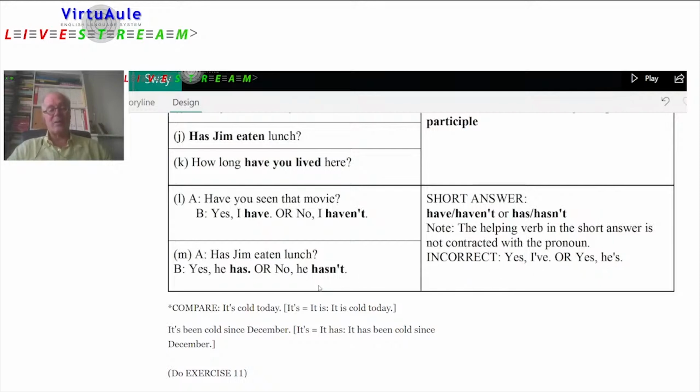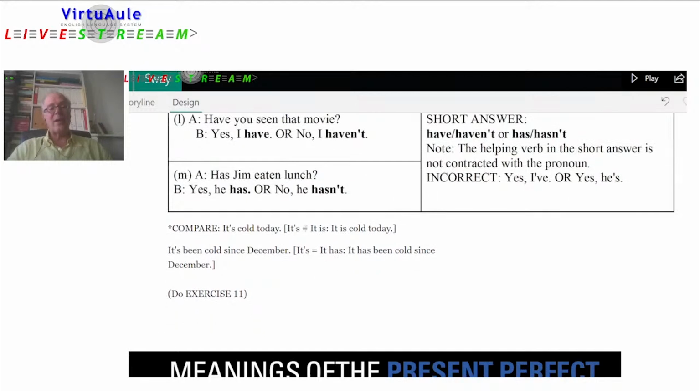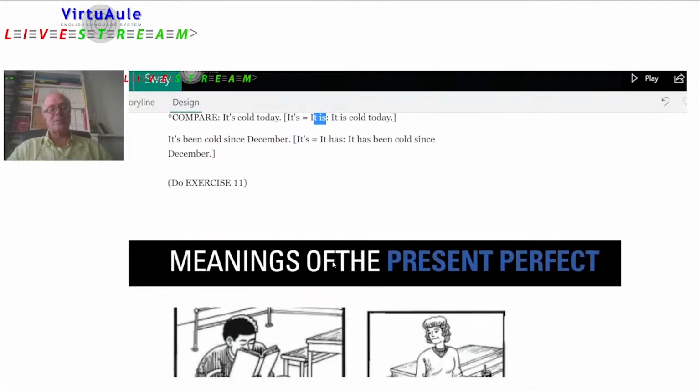Okay, it's not contracted. Okay, it's cold today. It is. That also is with an S. It's the same. It's been cold since December. It has. This is has. This is it. They are both possible. You have to understand the difference.